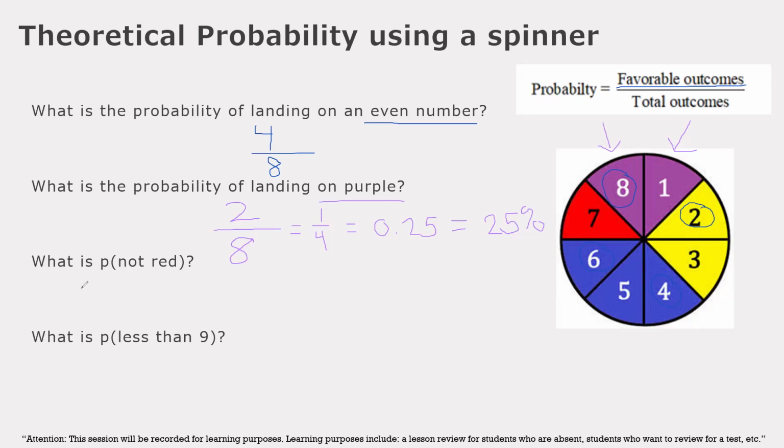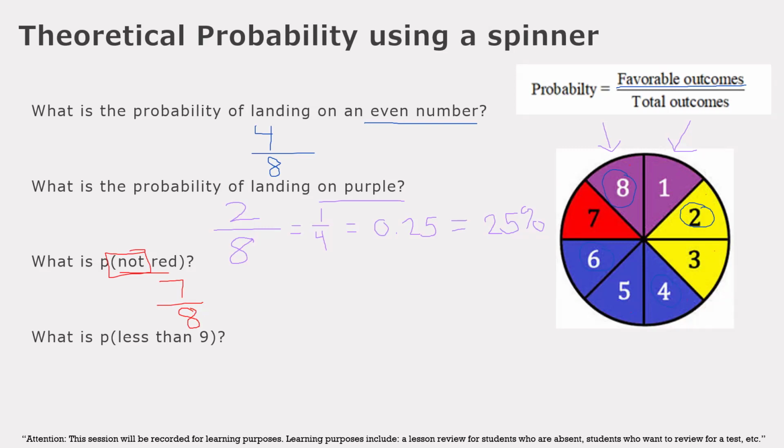All right, third question. What is the P for probability that it is not red? The keyword is not red. Well, when I look at this, I see that there are 1, 2, 3, 4, 5, 6, 7 sections that are not red out of 8 total sections. So our probability as a fraction is 7/8.